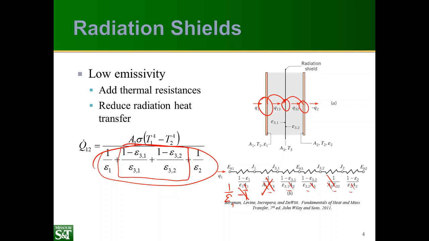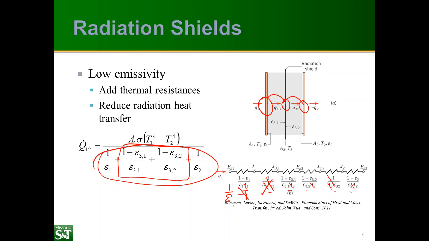If the surface has a very low emissivity, this term is going to be much bigger. So we want to have a low emissivity surface as our radiation shield, something like a highly polished metal where emissivity is between 0.05 and 0.1.